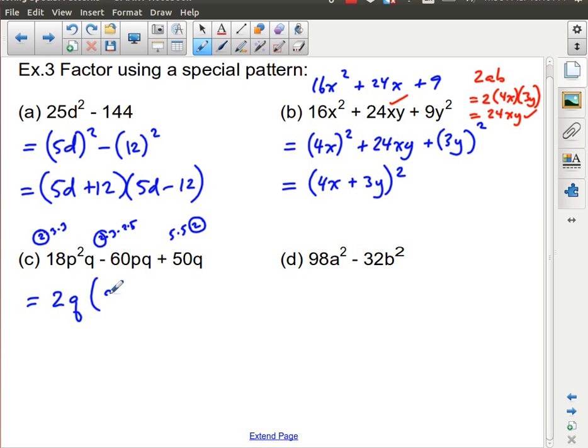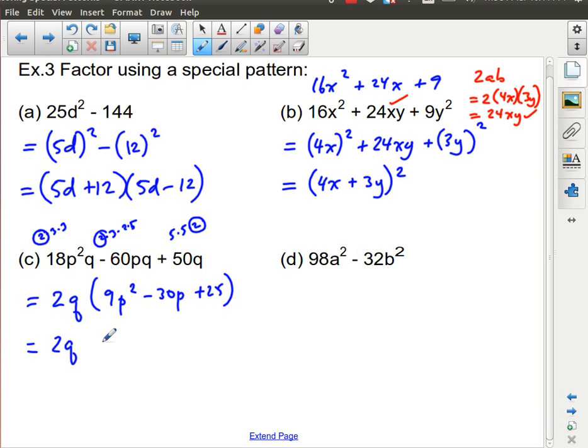18 divided by 2 is 9. P squared stays as P squared. Q divided by Q is 1. Negative 60 divided by 2 is negative 30. P stays, and Q divided by Q is 1. 50 divided by 2 is 25. Q divided by Q is equal to 1, and so that's what we end up with. And now, 2Q, I've got a potential perfect square pattern here. And this one is going to be the one with the negative sign, because I've got a negative here.